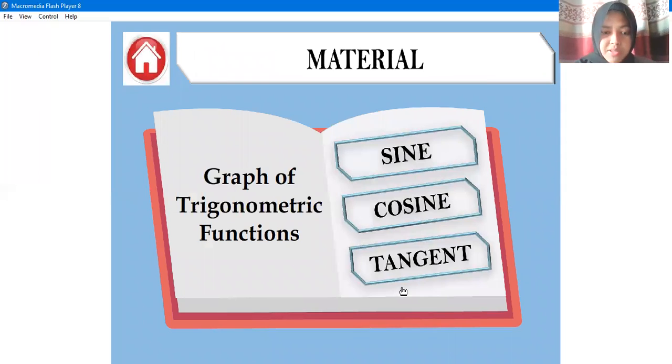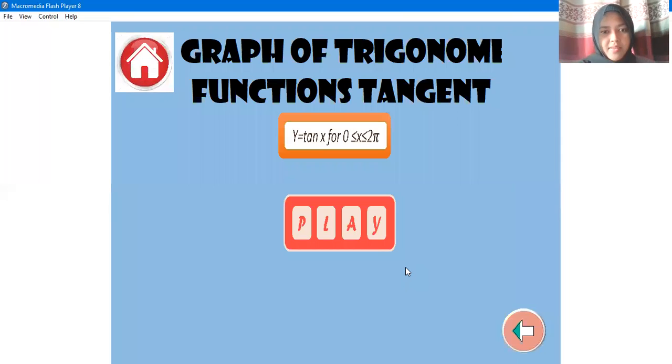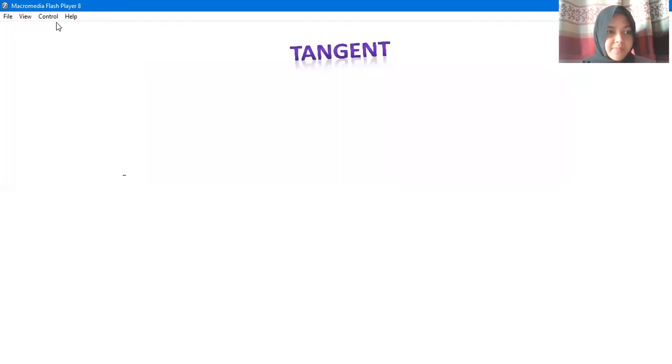Graph of the trigonometric function tangent. Okay, next, tangent. Y equals tangent x for x greater than or equal to 0 and x less than or equal to 2π. Okay, let's play how to draw the graph of the trigonometric function tangent.